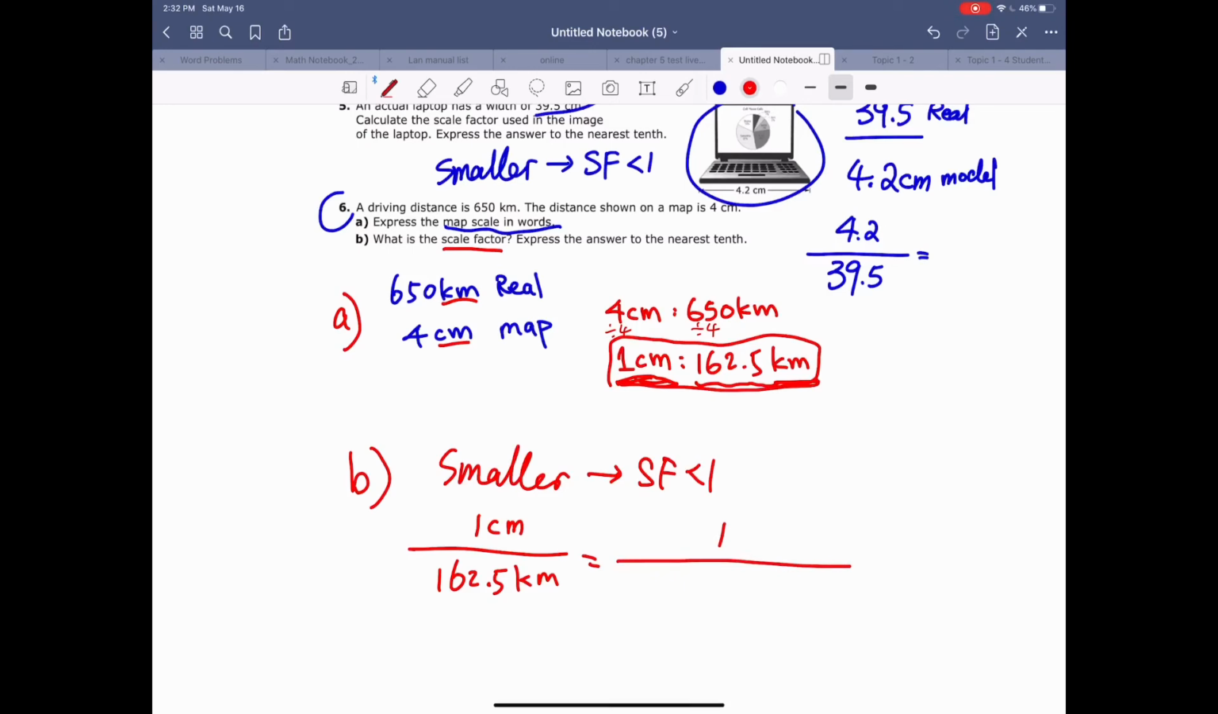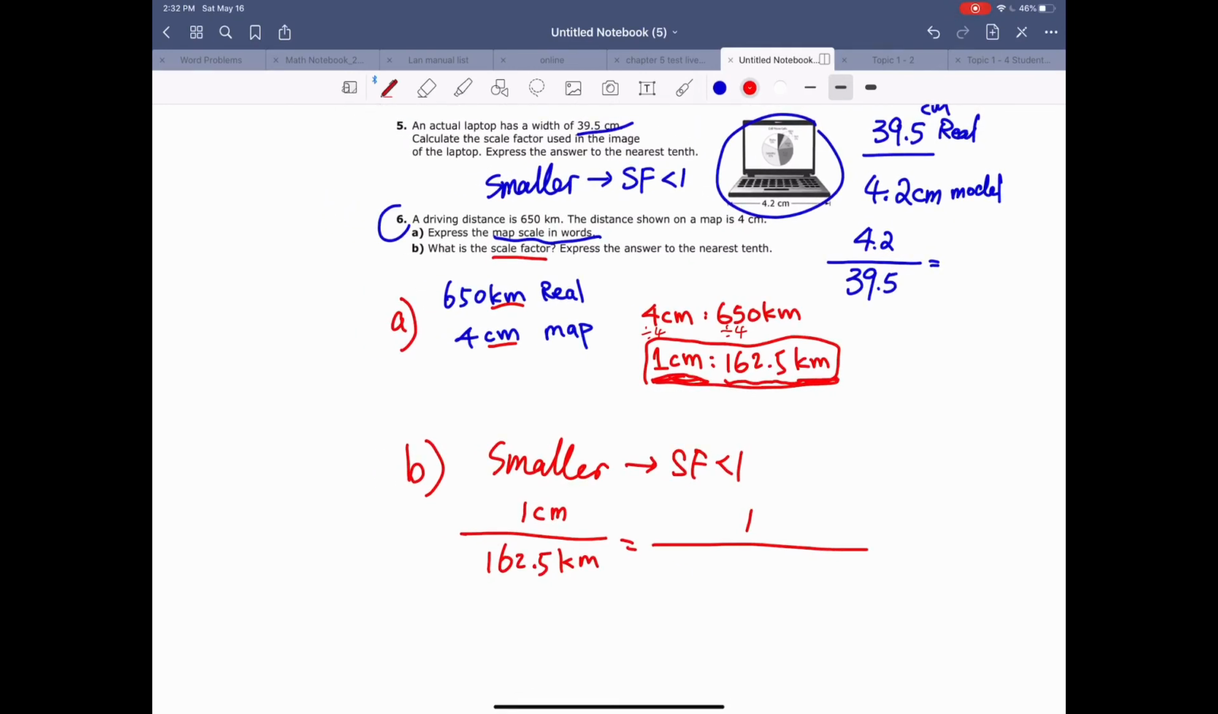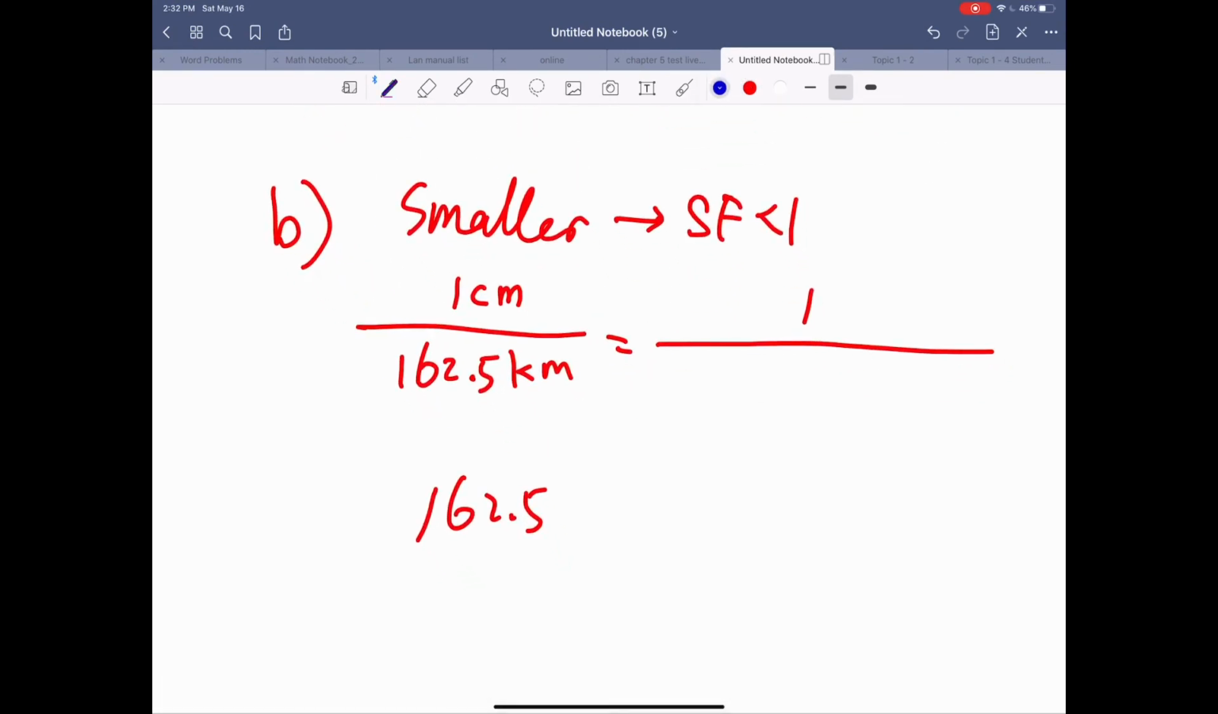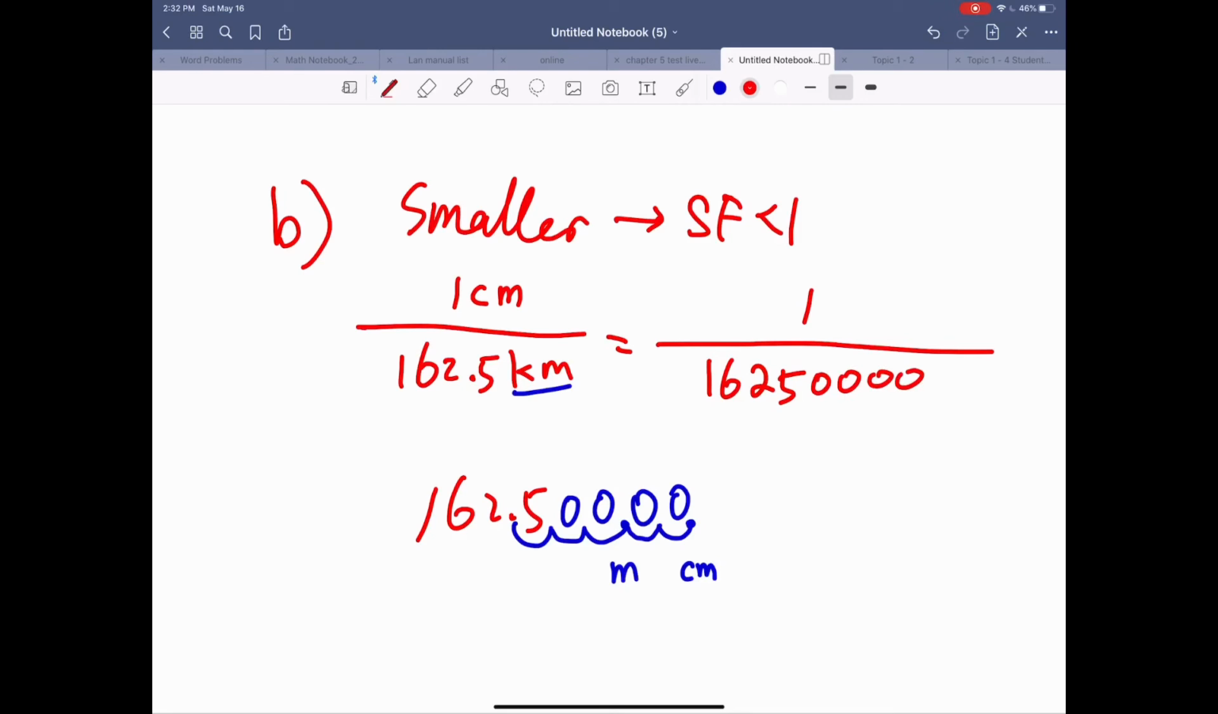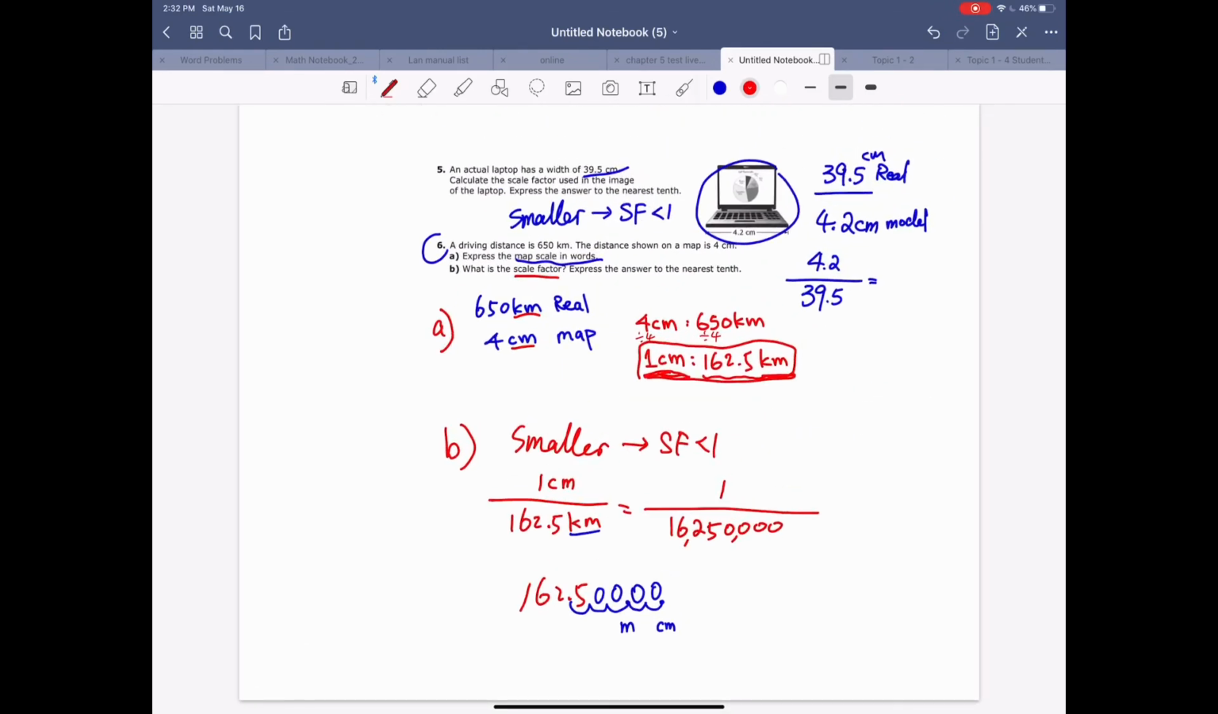So kilometers to centimeters, you move the decimal place. I'm just going to write 1 here. You move the decimal 1, 2, 3 times to the right to make it meters. That's kilometers, and I'm making it 3 times to make it meters. You have to shift the decimal 2 more times to get centimeters. The zeros should be added in the blank spots. So the number should be that at the bottom. So that's your scale factor for the map.